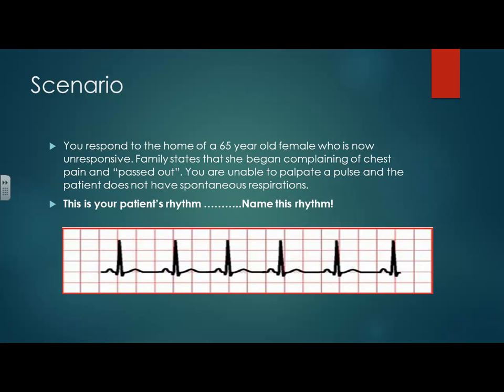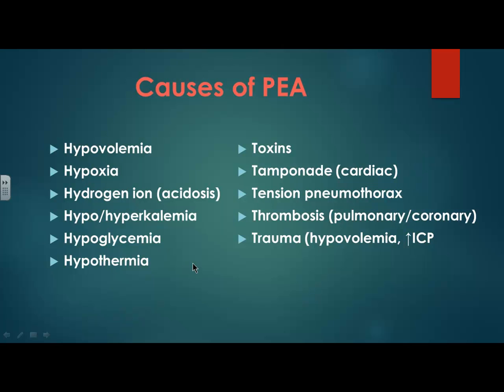You respond to the home of a 65-year-old female who is now unresponsive. Family states that she began complaining of chest pain and passed out. You are unable to palpate a pulse, and the patient does not have spontaneous respirations. This is your patient's rhythm. Name this rhythm. What is it? It's a PEA.